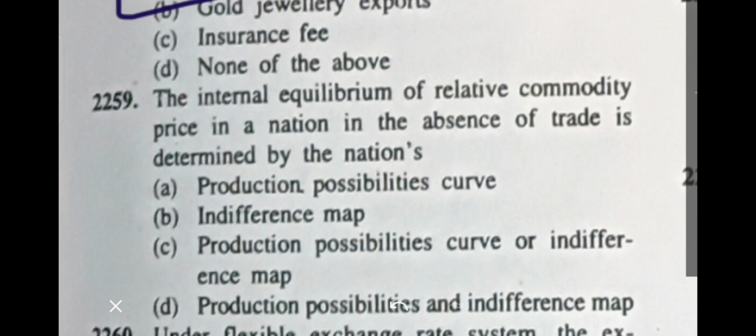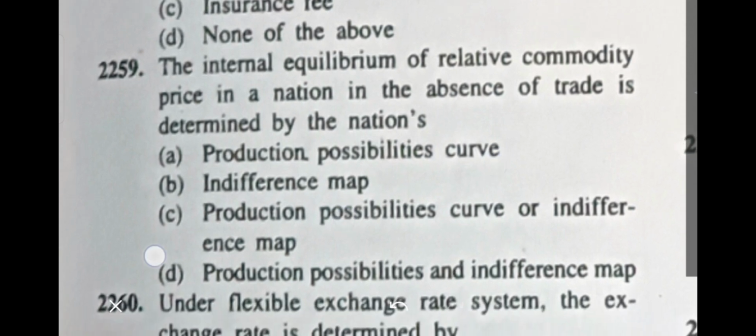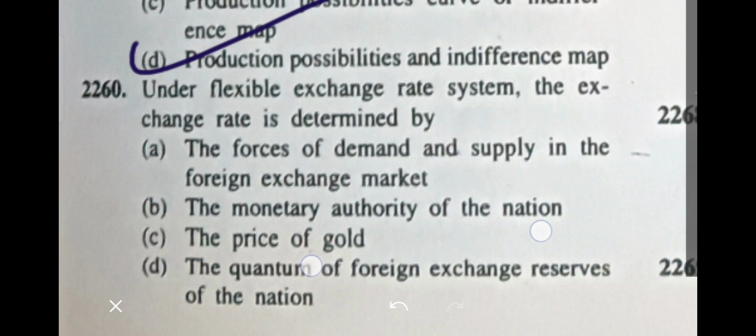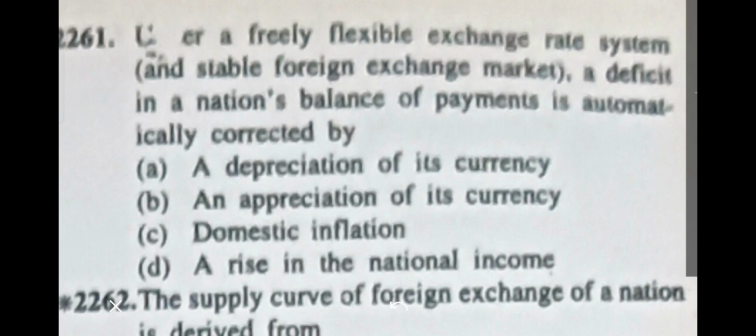The internal equilibrium of relative commodity price in a nation in the absence of trade is determined by nation's production possibility and indifference map. Under flexible exchange rate system, the exchange rate is determined by the forces of demand and supply in the foreign exchange market. Under a freely flexible exchange rate system, a deficit in a nation balance of payment is automatically corrected by a depreciation of its currency.